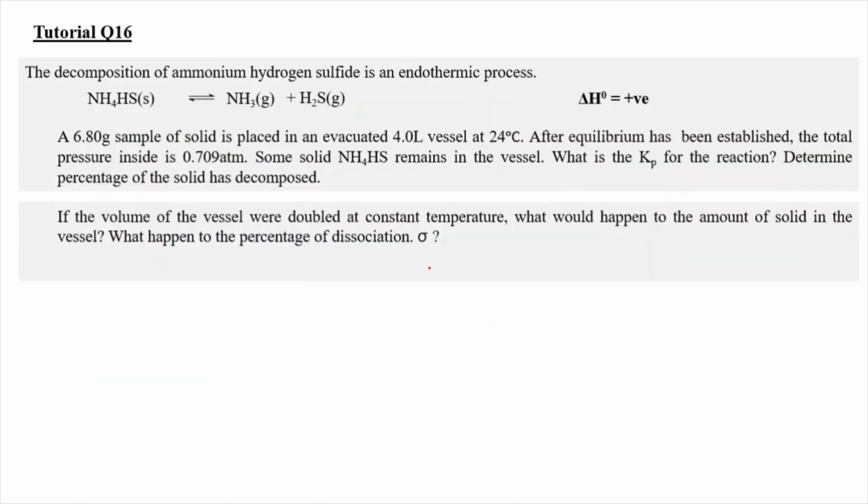Alright, so this is how we answer the question for the degree of dissociation. Now, for the last part here, if the volume of the vessel were doubled, okay, sekiranya volume dinaikkan sebanyak 2 kali ganda at constant temperature, what will happen to the amount of solid in the vessel? So we need to find the amount of the solid, and we need to find out what happened to the degree of dissociation.